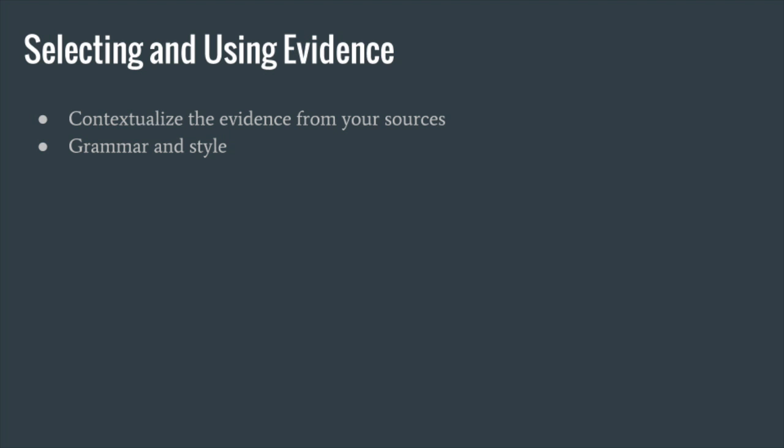The next category is grammar and style. It's also worth 3 points. It's basically just don't misspell anything. You're allowed some errors, but it should be pretty simple to get a 3 in this category.